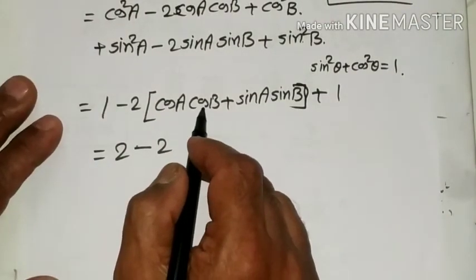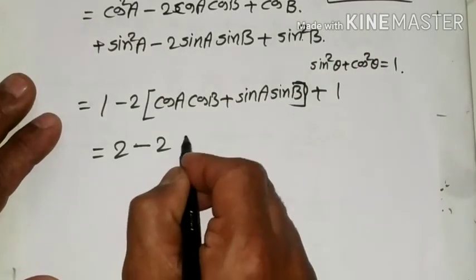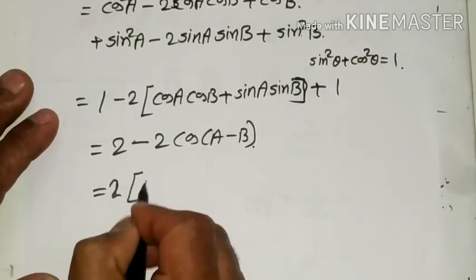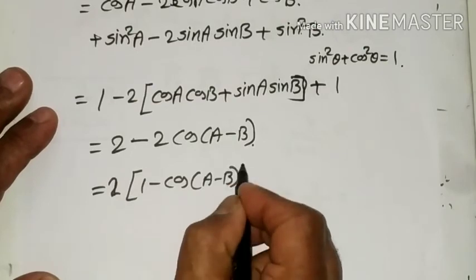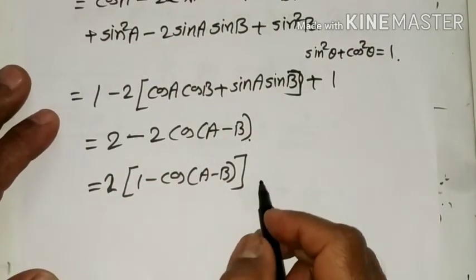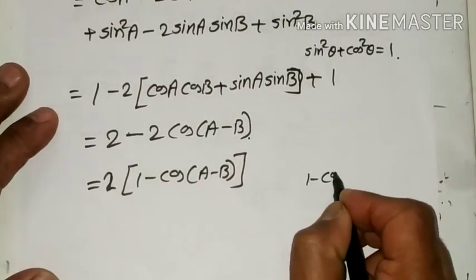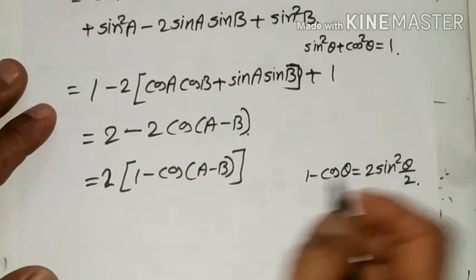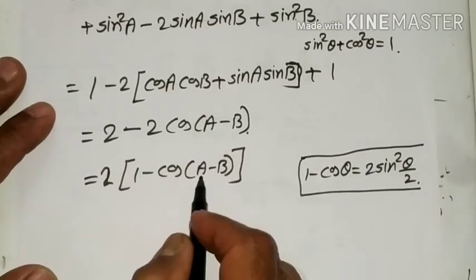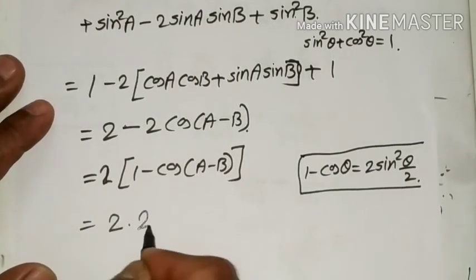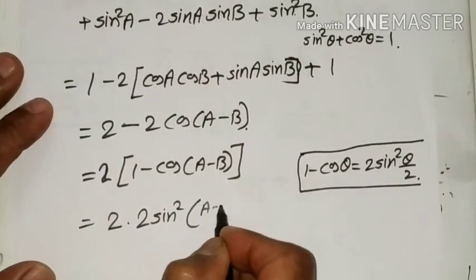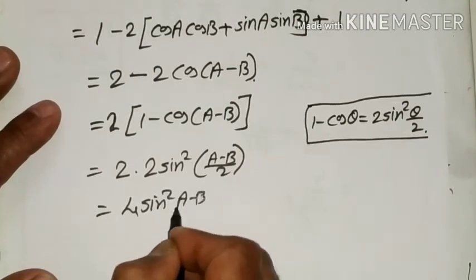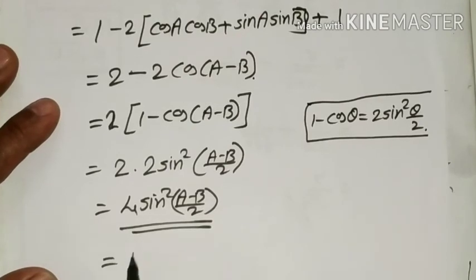2 minus 2 into (cos A cos B plus sin A sin B), according to allied angle, is cos (A minus B). Taking 2 common outside, 2 into bracket 1 minus cos (A minus B). According to submultiple angle, we know that 1 minus cos theta is equal to 2 sin square theta upon 2. Theta is A minus B, so it is 2 into 2 sin square (A minus B) divided by 2. 2 into 2 is 4, 4 sin square (A minus B) divided by 2 is the final result, known as RHS.